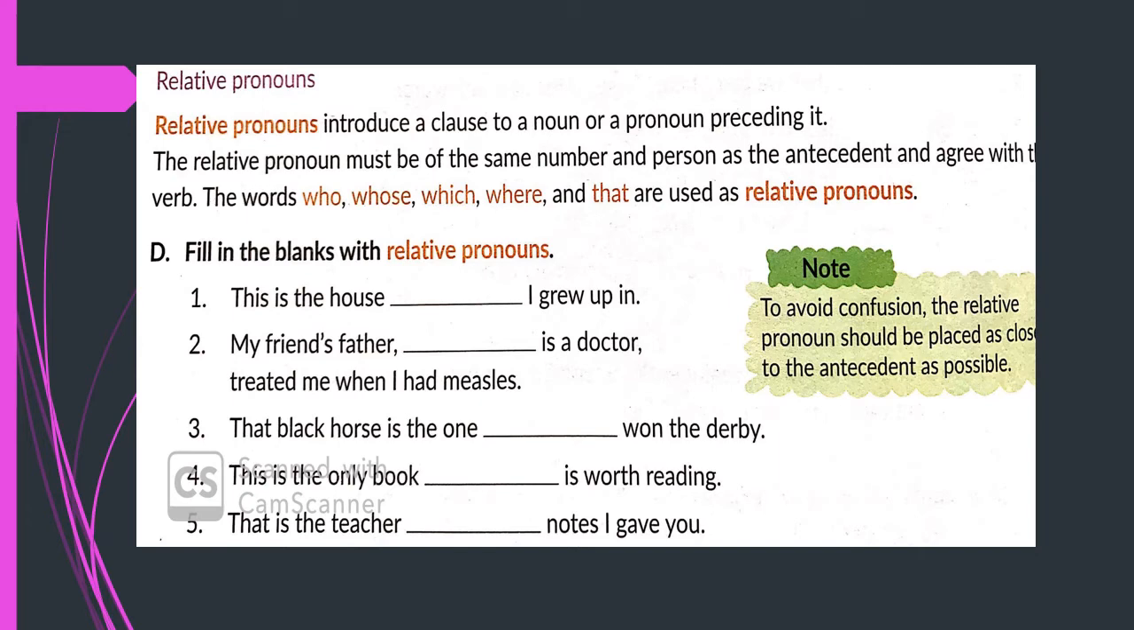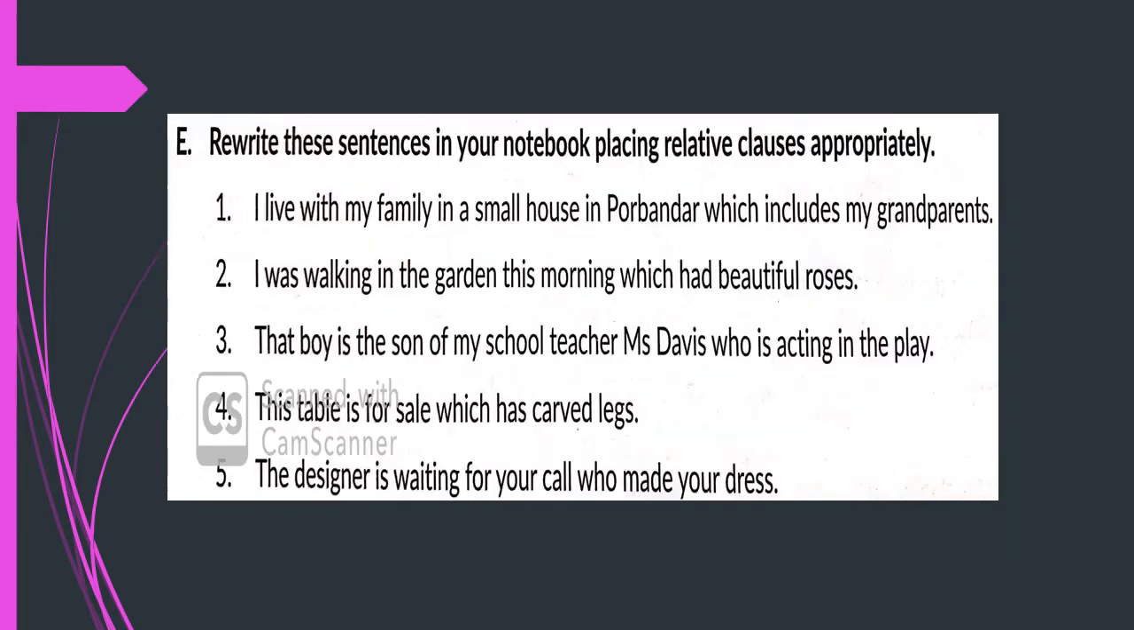The rest three, please do it on your own. Rewrite these sentences in your notebook, placing relative clauses appropriately. I live with my family in a small house in Porbandar, which includes my grandparents. So here, what is the problem? The relative pronoun is placed in the wrong position. You have to see how to make it as close to the antecedent as possible.